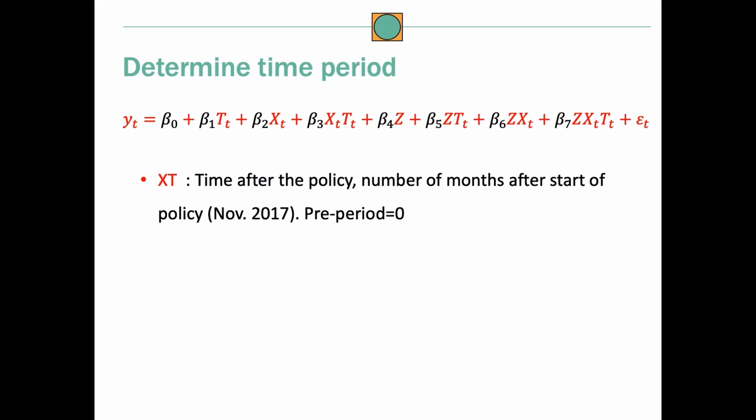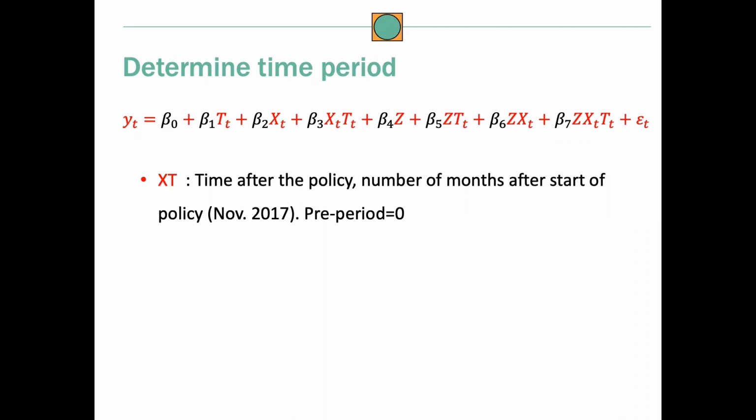Next, we have our XT, which is the time after the policy. And all time pre-intervention will have a value of 0 and will count the number of observations after the policy introduction. And not too long ago, we mentioned that for any interaction variable with our dummy for the cohort Z, our control groups will be assigned a value of 0.